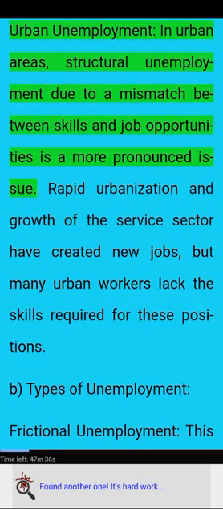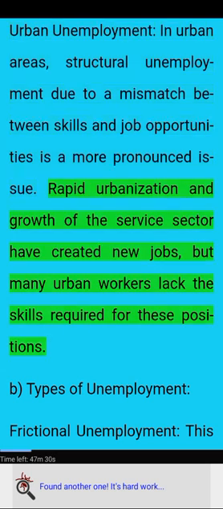Urban unemployment. In urban areas, structural unemployment due to a mismatch between skills and job opportunities is a more pronounced issue. Rapid urbanization and growth of the service sector have created new jobs, but many urban workers lack the skills required for these positions.